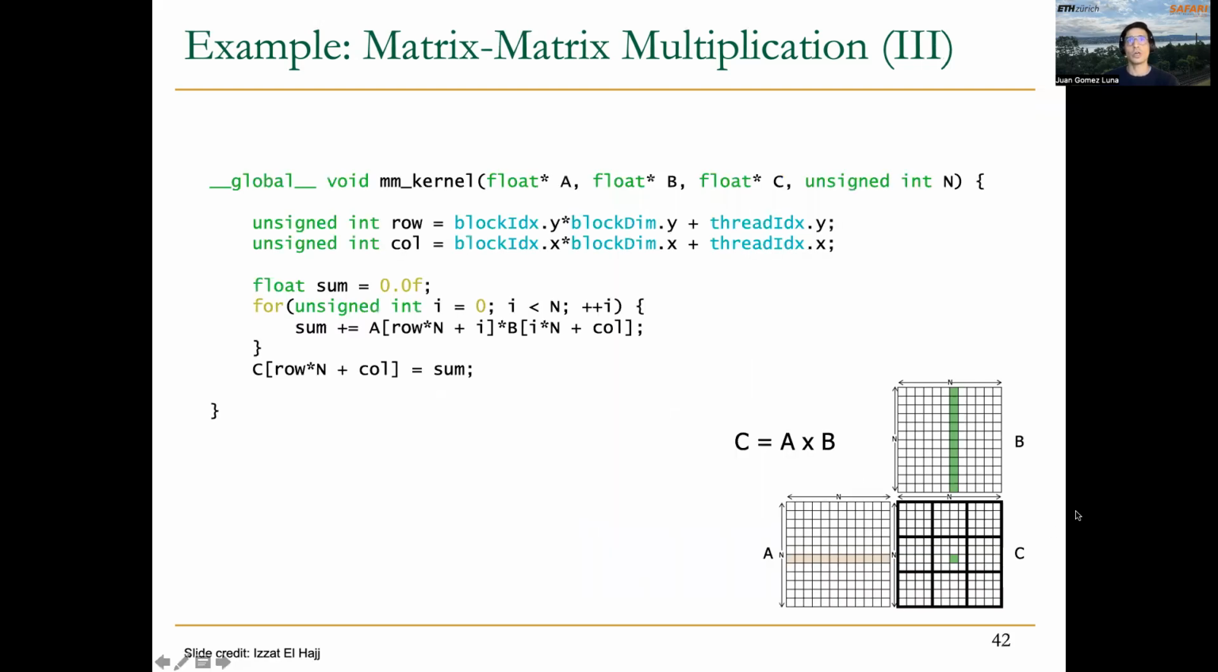So this is the actual code. Because the matrix is a two-dimensional organization, we are using two-dimensional blocks. Remember that we talked about them in the previous lecture. By using the block index, block dimensions, and thread indices, we can calculate the row and the column for each element of the matrix C, and then we access the entire row of A and the entire column of B in order to multiply and accumulate and obtain some final result that will be stored in the corresponding row and column of matrix C.